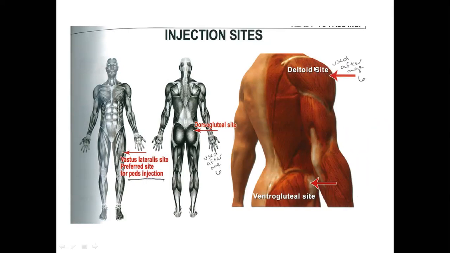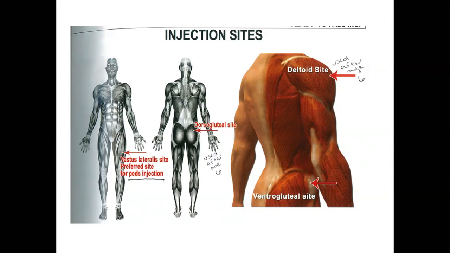For any adult or after the age of 6, the most common site for intramuscular injection is the deltoid site, right? But if the patient is before that age, I mean children, we use the vastus lateralis site. This muscle is called the vastus lateralis. It is the preferred site for pediatric injections.